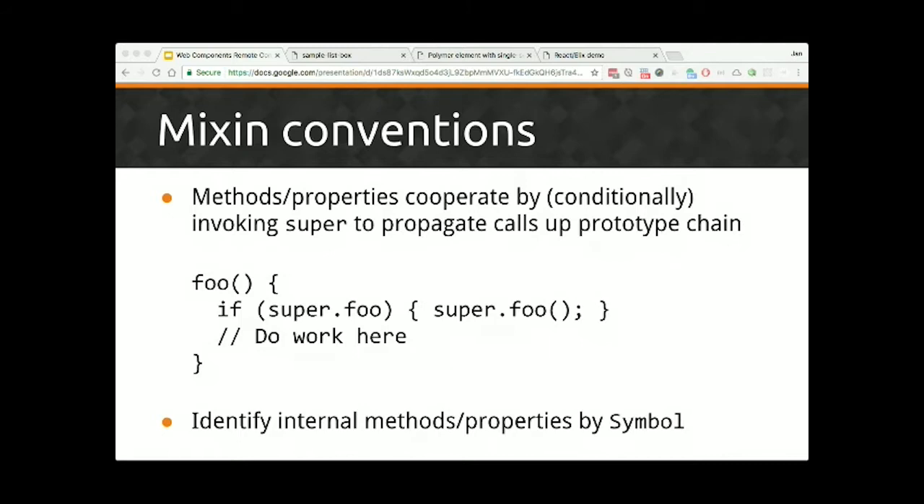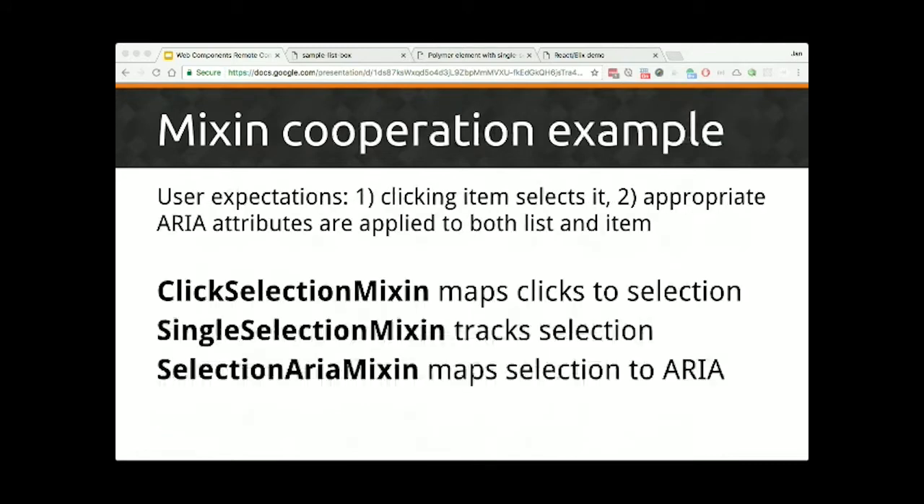So let's look at an example. We're going to take just a couple pieces of this list box and implement those with mixins and try and do that in a gold standard kind of way. So let's handle clicks.